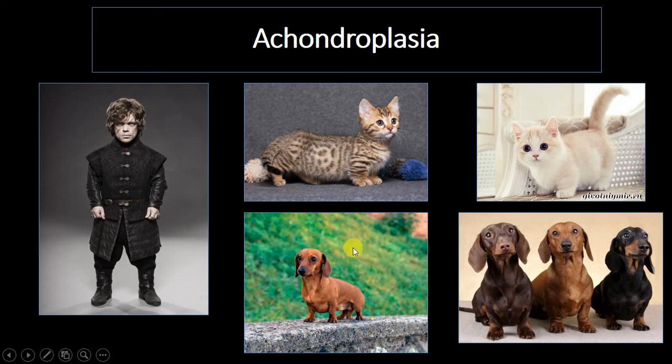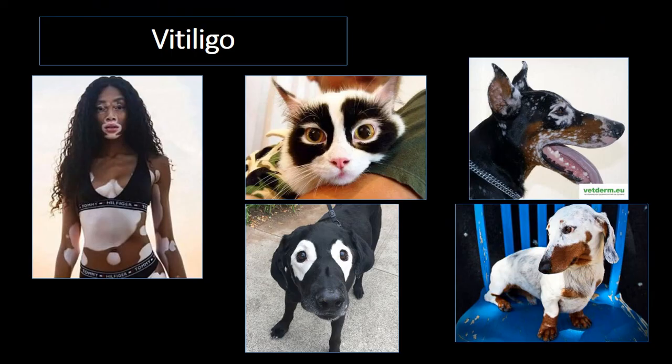Dachshunds are an example of dogs, and another example is the kitten, the munchkin cat, with short legs and arms and a normal torso. So people and animals suffer from similar diseases. Another example, vitiligo. Vitiligo is a long-term skin condition characterized by patches of the skin losing their pigment.